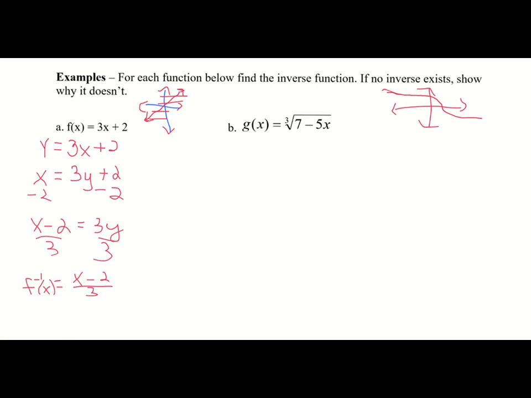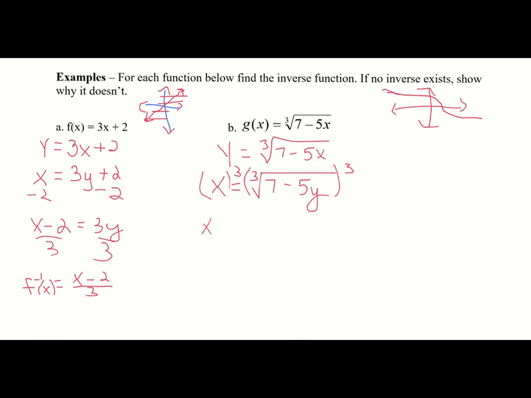And we're going to go ahead and find that inverse by making our equation y equals the cubed root of 7 minus 5x. And then we'll swap x and y. So now it's x equals the cubed root of 7 minus 5y. To solve for y, the first thing you want to do is eliminate that cubed root. So we are going to cube both sides.